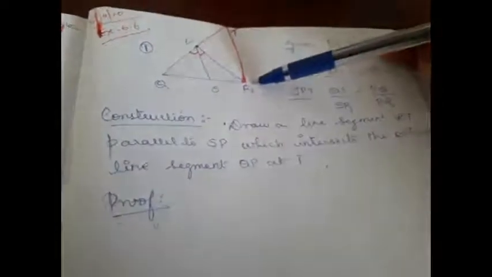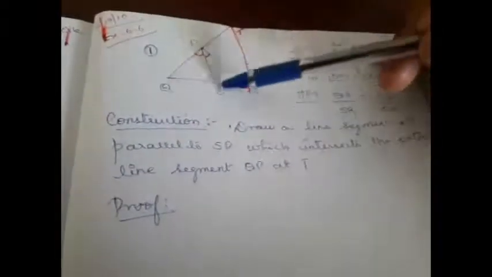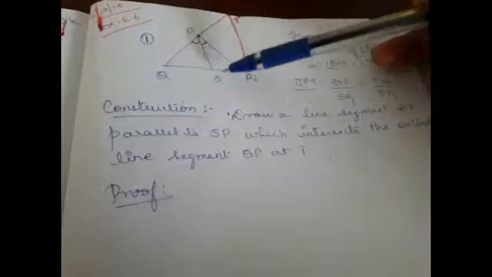Yes, the first question in exercise 6.6. It is given PQR is a triangle in which PS is the bisector of angle QPR. Right? PS is the bisector of angle QPR. We need to prove QS by SR equals PQ by PR. Right? QS by SR equals PQ by PR.